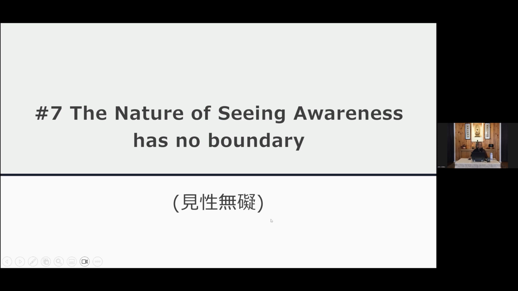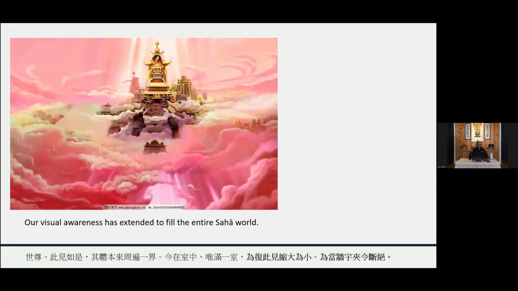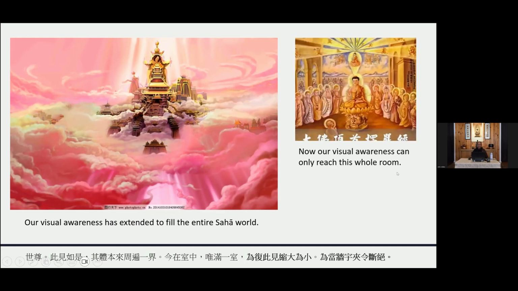Then the second part is that the nature of seeing awareness has no boundary. Now I believe Ananda still does not see. He knows what it is not, but he does not know what it is, our true nature of visual awareness. The question comes again. Buddha, I can see the visual awareness extend to the entire Saha world. You empower me to have heavenly eyes. I can see the moon palace, the sun palace, these beautiful heavens. And now we come back to this room.